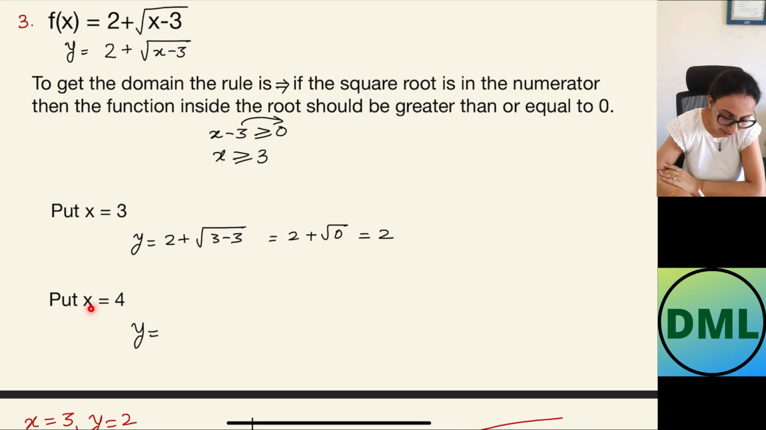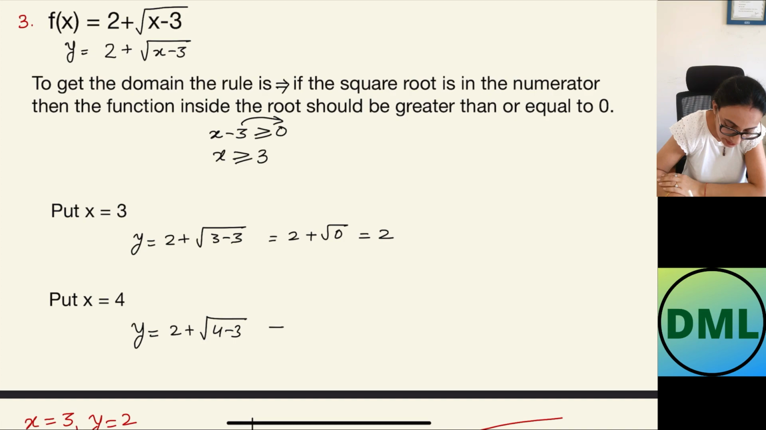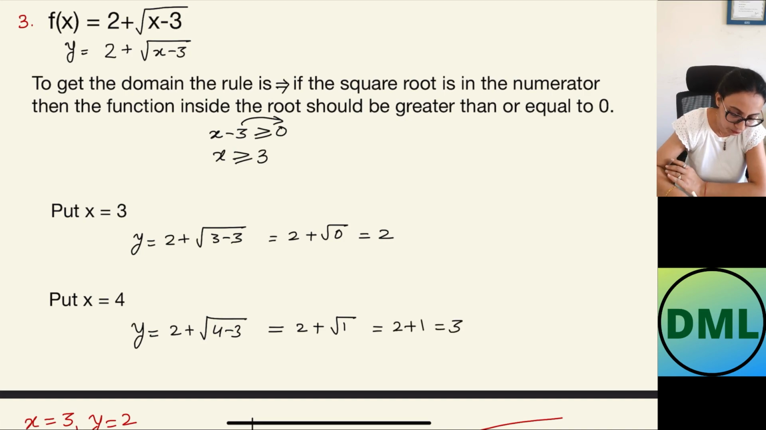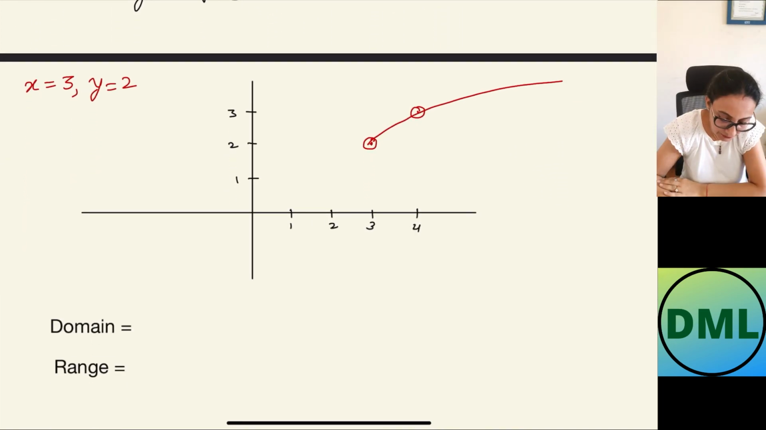Let's substitute the value x is equal to 4 in our function. I will get 2 plus root of 4 minus 3, which is equal to 2 plus root of 1, which is 1. So that will be equal to 2 plus 1, that is equal to 3. My curve passes through the point 4, 3. Let's plot the graph. As you can see from here, all the values are greater than or equal to 3. My points are x is equal to 3, y is equal to 2, and x is equal to 4, y is equal to 3, and I join them and make the graph like this.